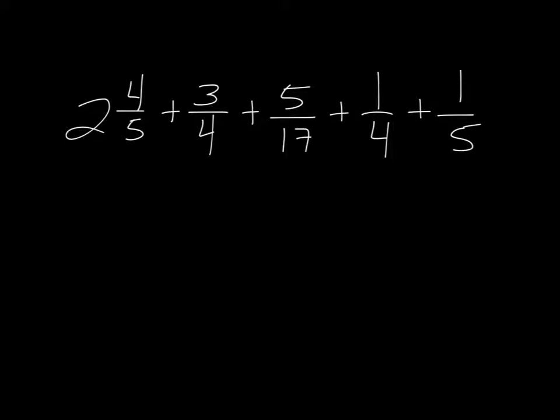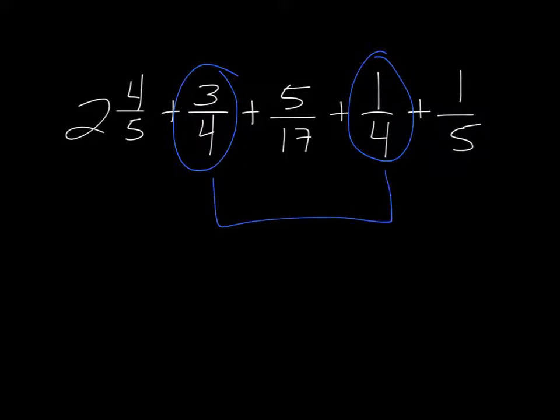And we're still looking for two fractions that we could easily add in our head. Which two fractions will you pick first? Well, I see a 3/4 and a 1/4. And I know that since they have the same denominator, that makes them easy to add in my head. I also know that 3 plus 1 is 4, and 4/4 equals 1. So when I add these two together, I get 1 whole.